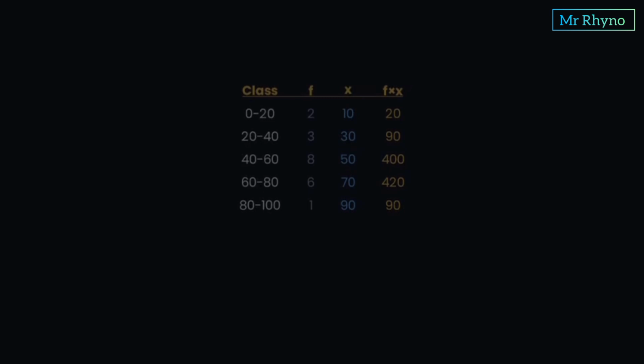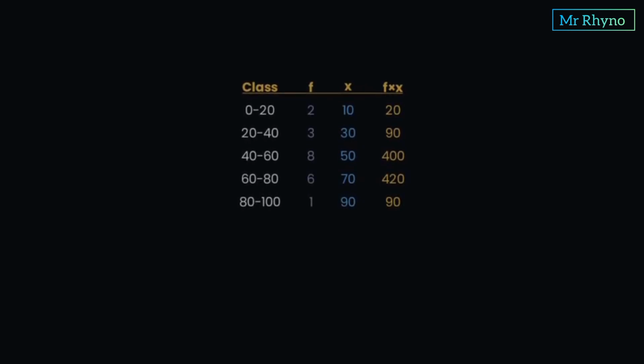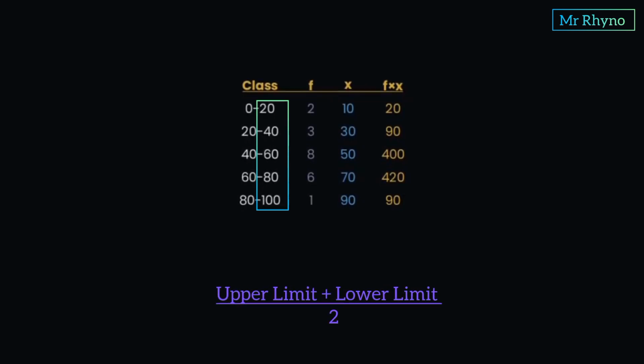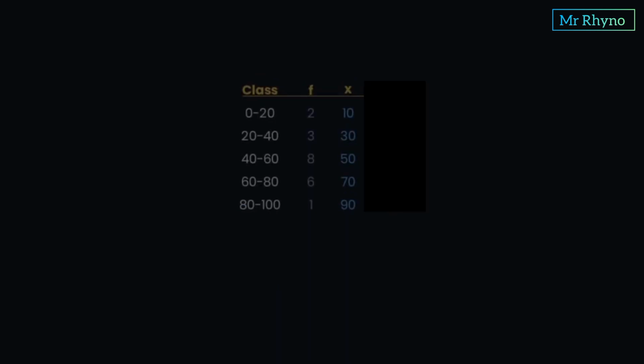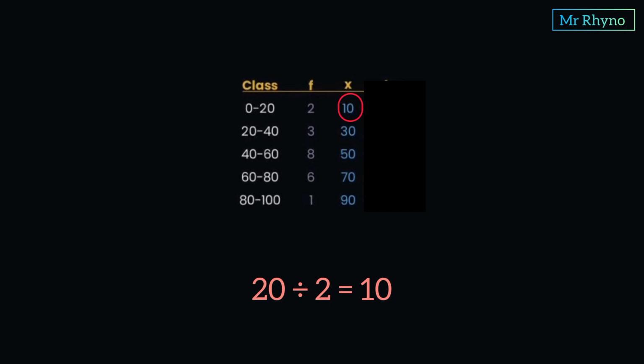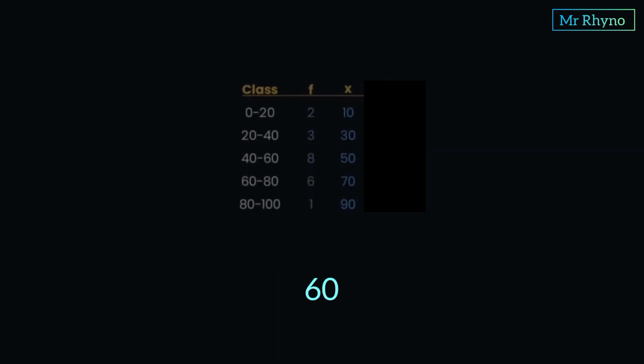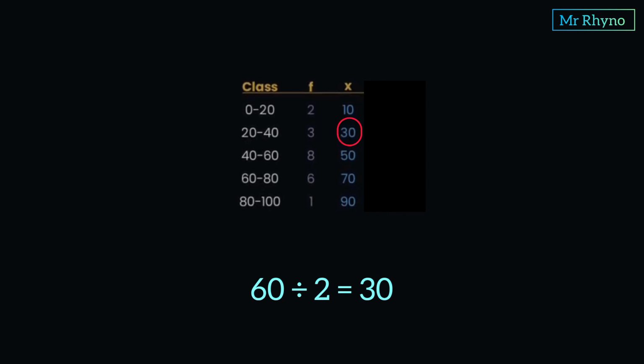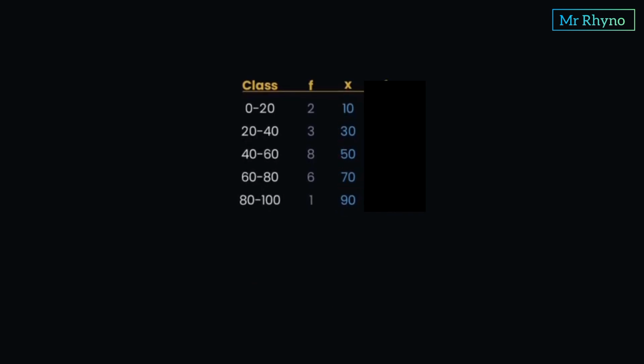First, we find the midpoints x. To find the midpoints is very simple. We just add the upper limit and the lower limit, then we divide the result by 2. For instance, for the first class it shall be 0 plus 20, that is 20, divided by 2 we get 10. Next, it shall be 20 plus 40, that gives us 60. 60 divided by 2 gives us 30. And we do the same up to the last class.